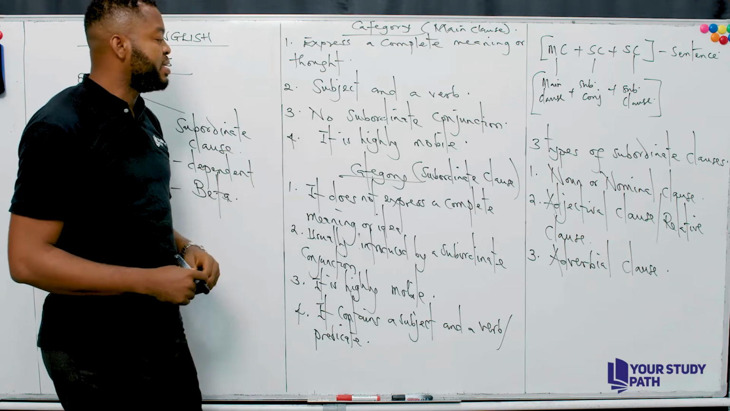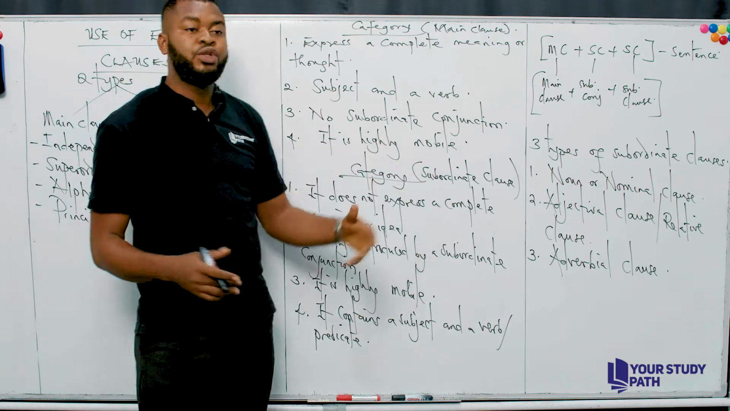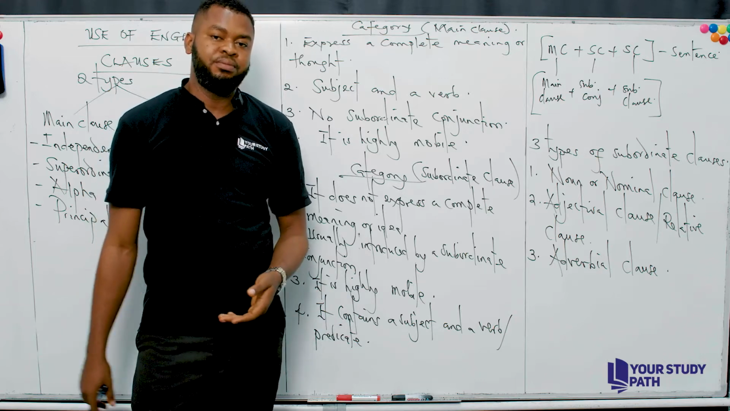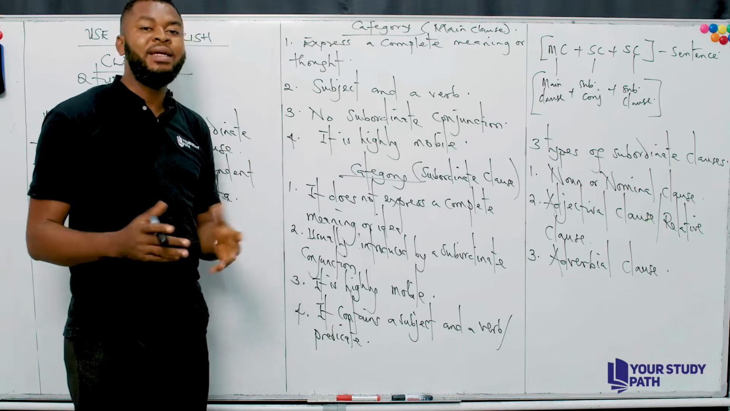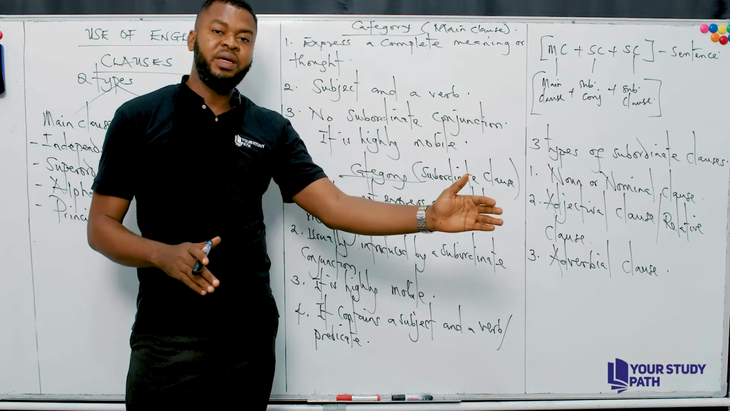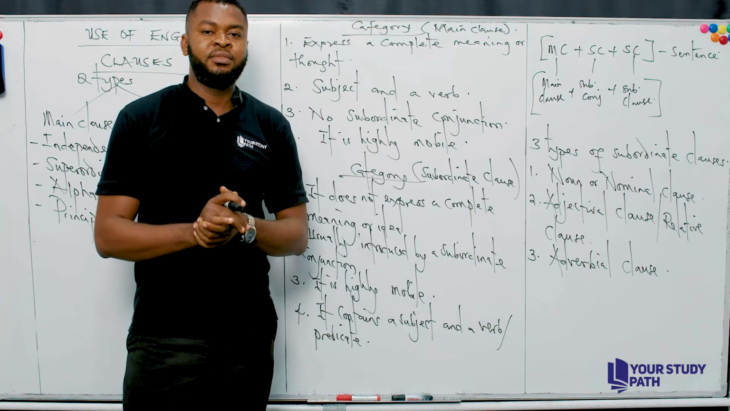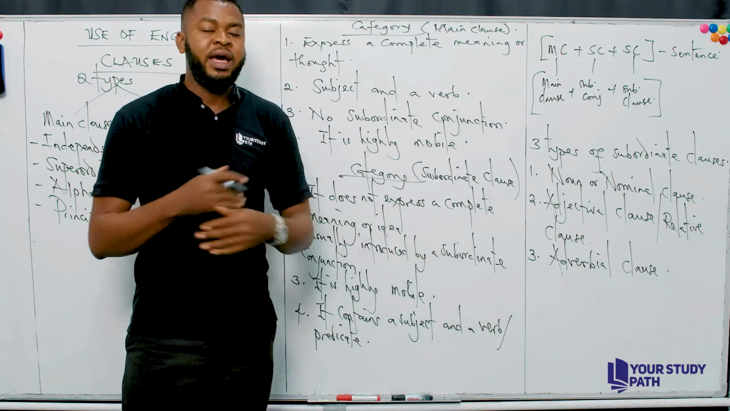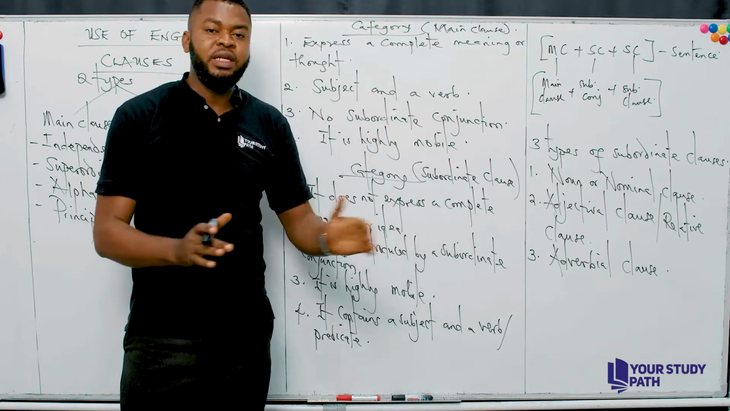Then the third aspect is that a main clause has no subordinate conjunction. Yes, a main clause will never accommodate or accept a subordinate conjunction. Yes, so important. Then the fourth part is that it is highly mobile. By highly mobile simply means that a main clause can occur at the very beginning or at the end. So it is not positionally restricted to any form. It could occur in any particular form, either at the beginning or at the end.